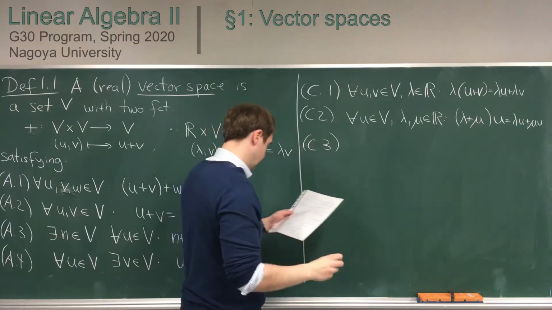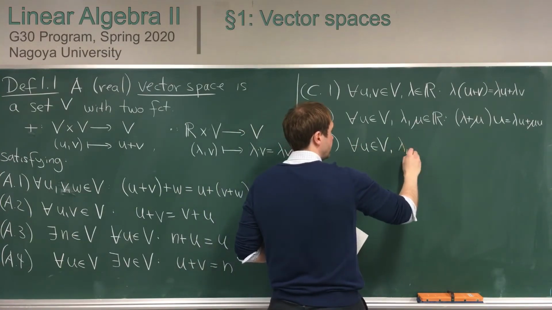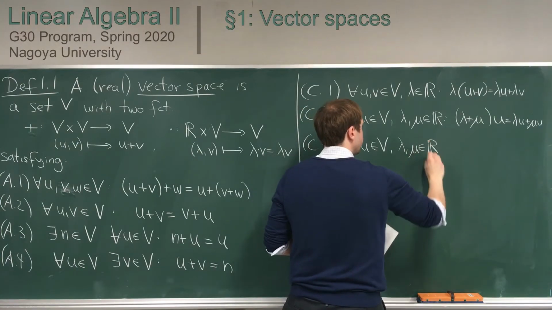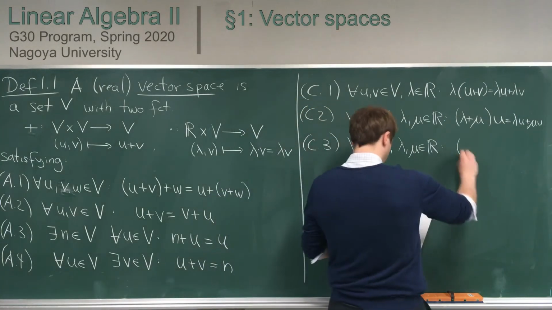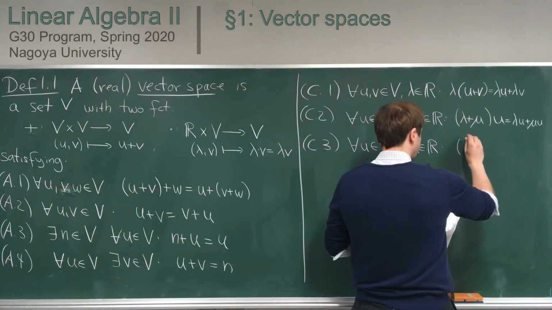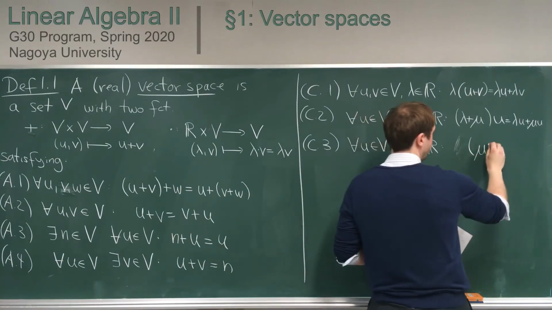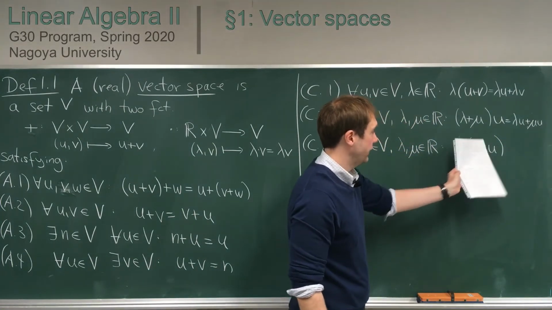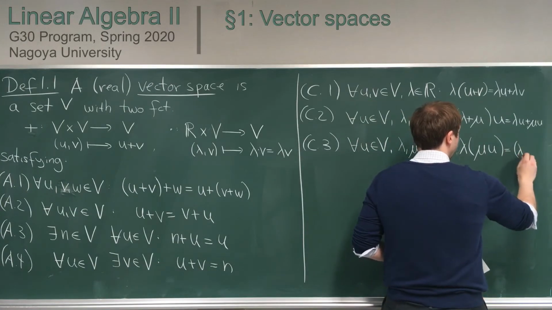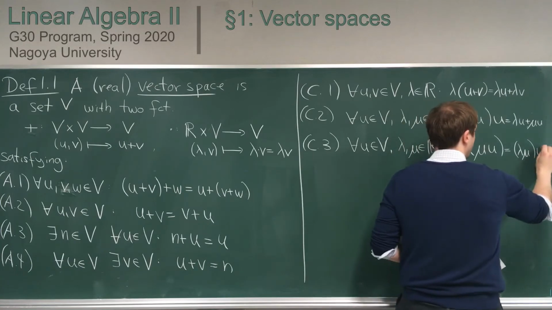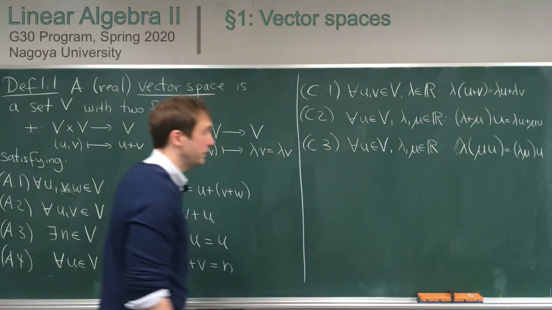Yes, and C3 is if I have a vector u, and I again take two scalars, real numbers, I can also multiply them. So I will do it the other way around. If I take the scalar multiplication of mu with u, this will give a vector, and then I can take the scalar multiplication with lambda. But this should be the same as lambda mu, and then scalar multiplication with u. And here this multiplication is just the multiplication of two real numbers, lambda and mu.